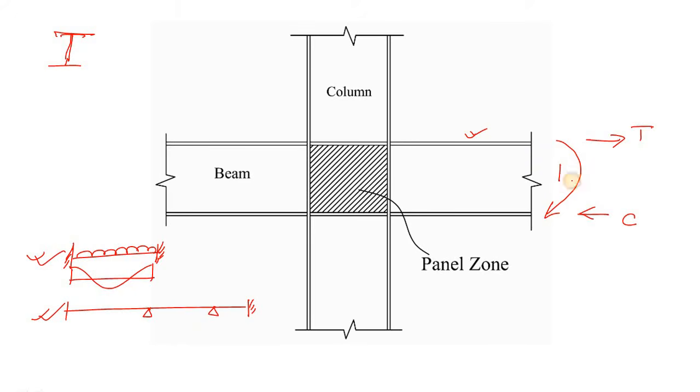Simply, if the bending moment is M and the depth between the centers of these two flanges is d, what is the value of T or C? Simply M by d. So it is clear that due to this support moment M, here a compressive force C and here a tensile load T is being applied. The vice versa is also applicable if this moment is anti-clockwise. So at this point we are getting a compressive load.